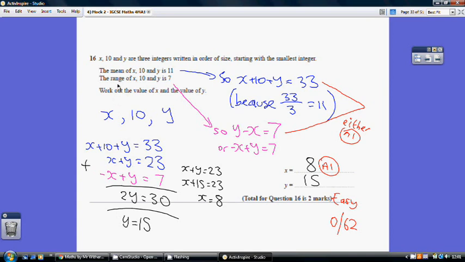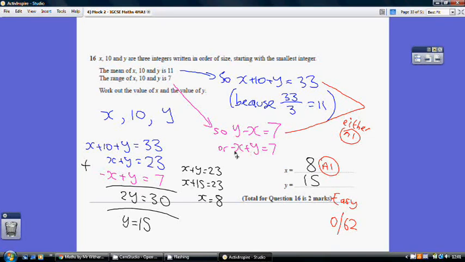Now, secondly, we're told that the range of x, 10 and y is 7. We're told that these are written in order starting with the smallest, so x is followed by 10 is followed by y. Now the range is the biggest take away the smallest, so y take away x has got to equal 7, or in other words, minus x plus y equals 7.